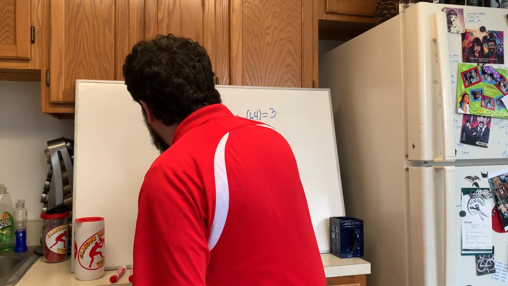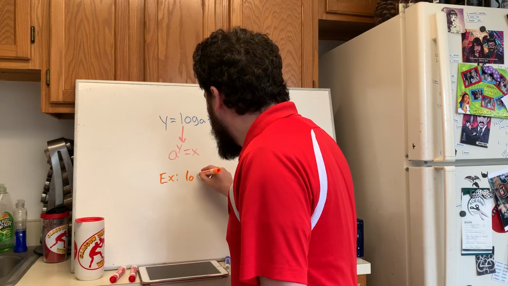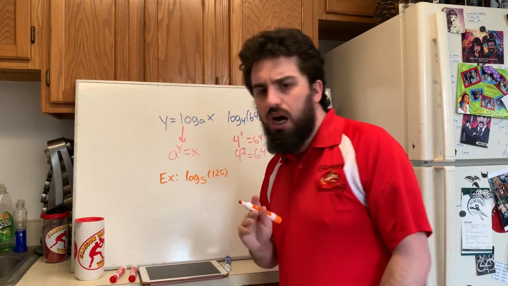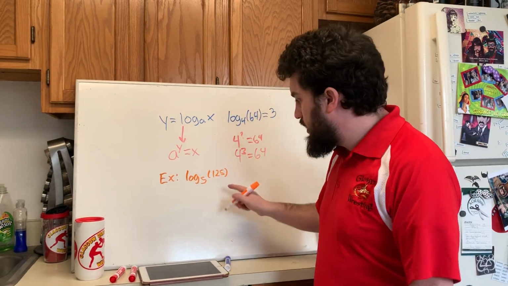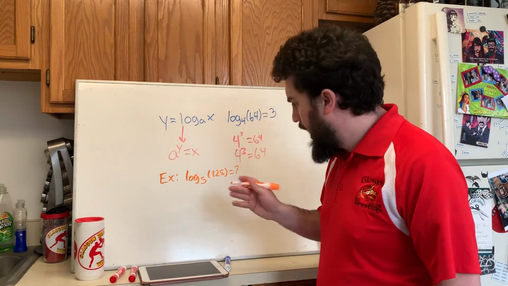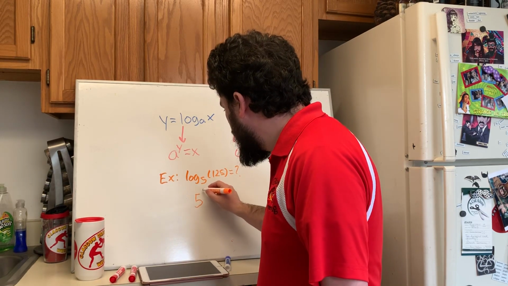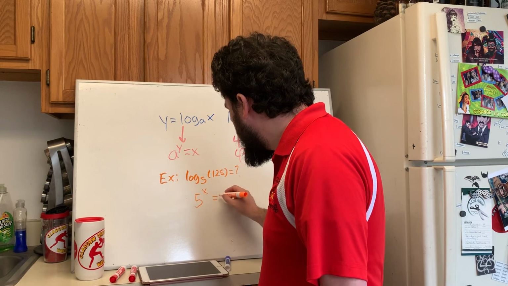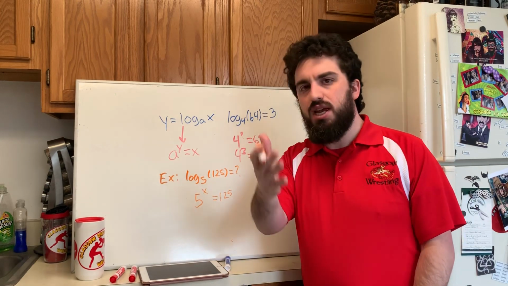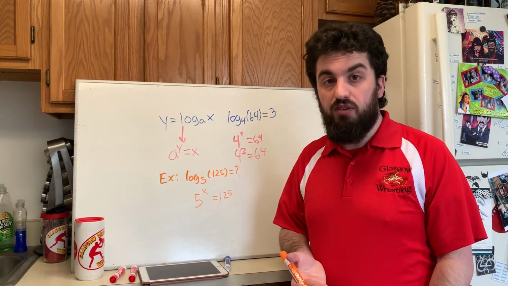Example 1 asks us to evaluate log base 5 of 125. In all reality, that's equal to some unknown variable x. So really, this is saying 5 to the x is equal to 125. Now I'm going to take my time and start checking my powers of 5.